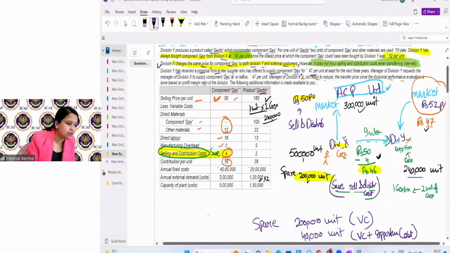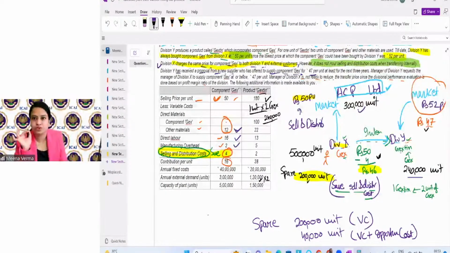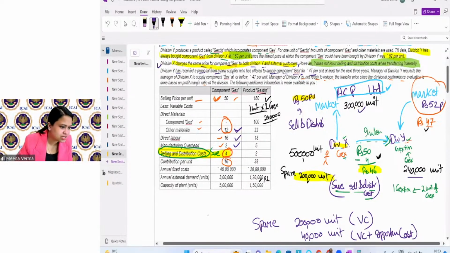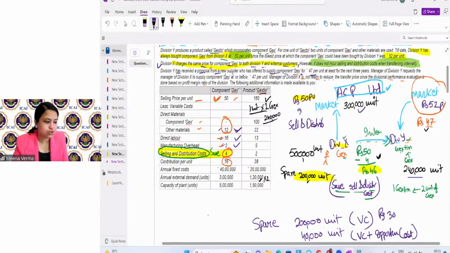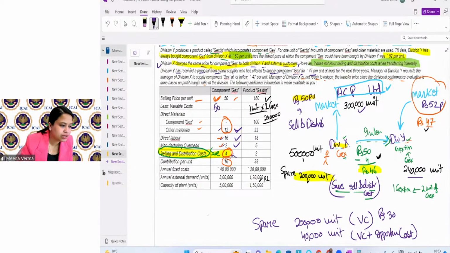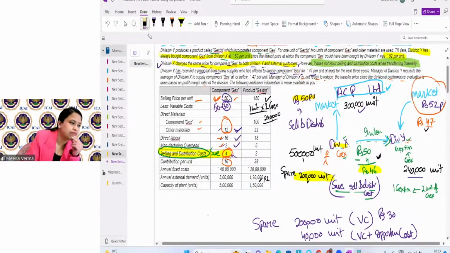You can see here what the variable cost is: 12, 16, 2. These are the variable costs only. So 12 plus 16 plus 2, just add these three values, I can see the variable cost is coming as rupees 30. And what is the opportunity cost here? What profit are they losing? Not this one, right? 50 minus 30 is the contribution. For opportunity cost, they are recovering the entire 50. Okay, so I'll cover 50.